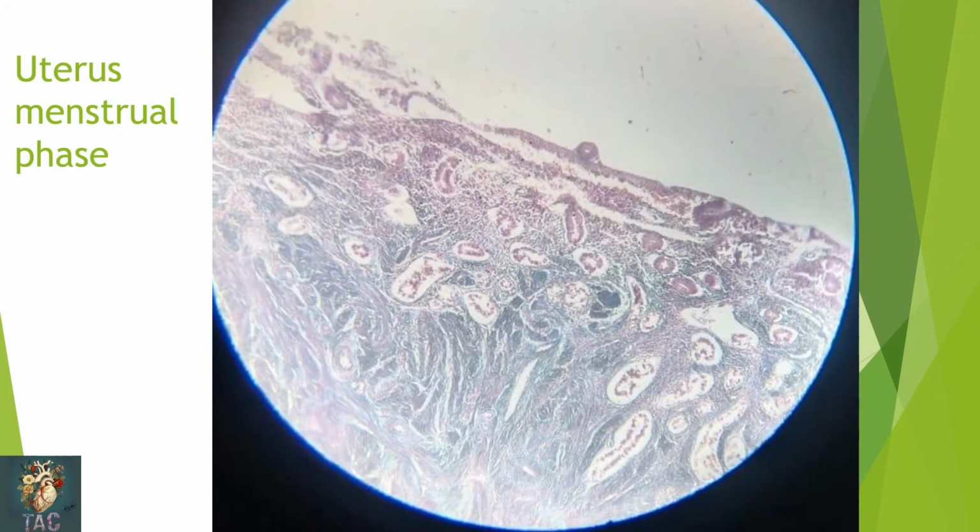So now we move on to the menstrual phase. In the menstrual phase you can appreciate that the epithelium is broken. At certain places it is present and at other places it is broken. Also you can see the glands are ruptured, the blood vessels are ruptured, and a large number of RBCs are present in the fluid. So this is the phase in which the stratum functionale is lost and the stratum basale remains.